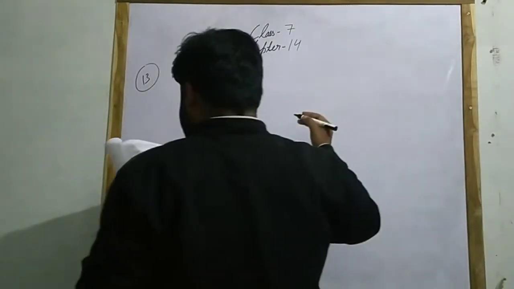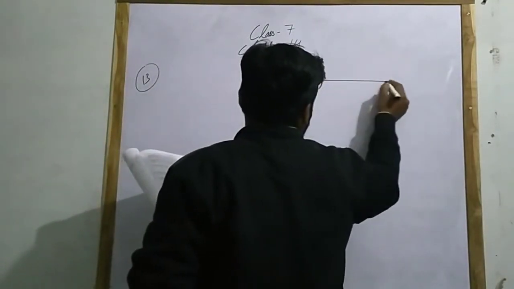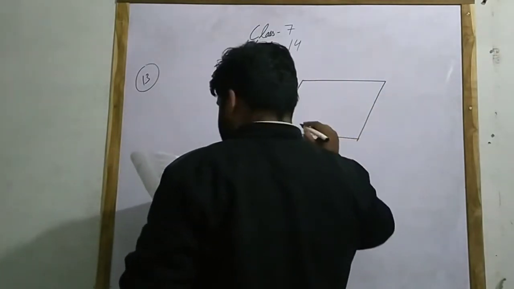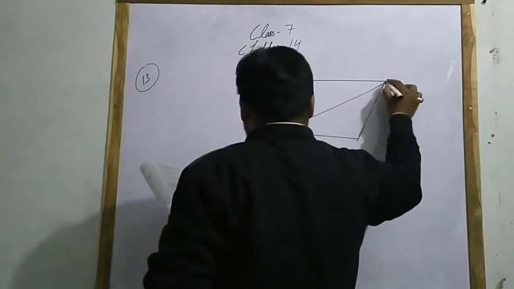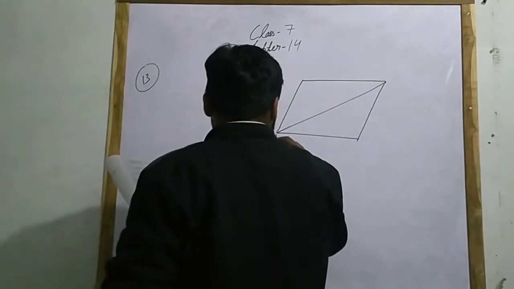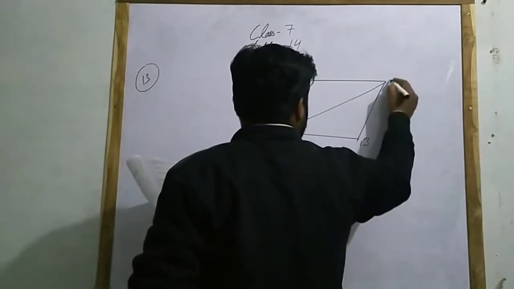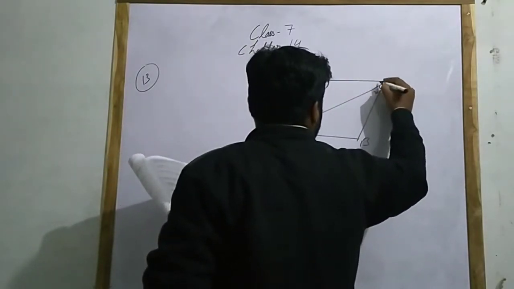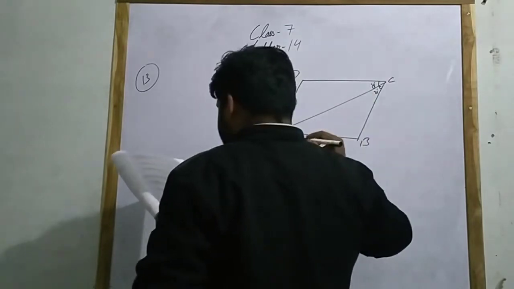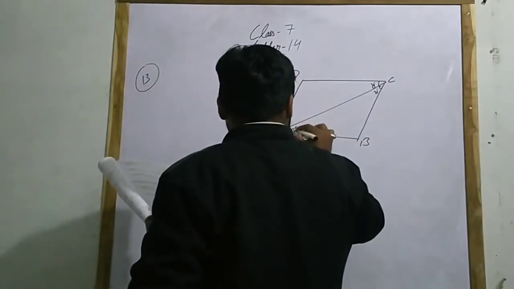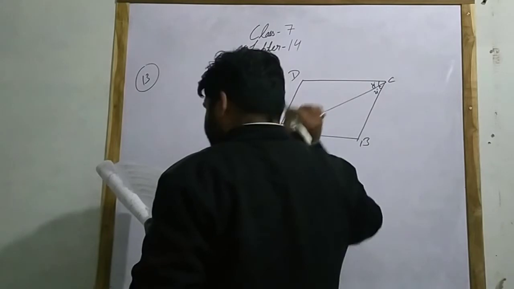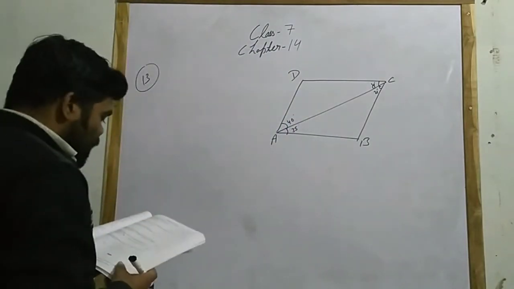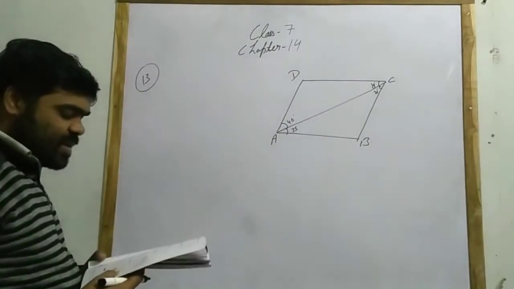The figure of question number 13 has points A, B, C and D. This is given here as x degree and this is given here as y degree. After that, this is 35 and this is 40 degrees. What is given in this figure: AB is parallel to DC, AD is parallel to BC, and AC is a diagonal.